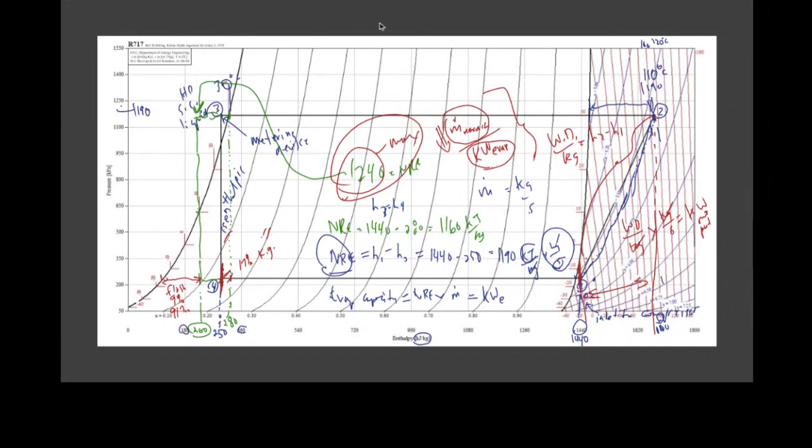We can also take a look at what is the rating of the condenser. So if we want to know what the condenser capacity is, again in kilowatts, so we'll go kilowatts C for condenser. That's going to be H2 minus H3. Okay, and if we know the mass in kilograms per second, then we'll get a kilowatts rating.